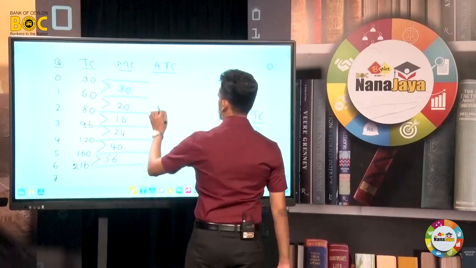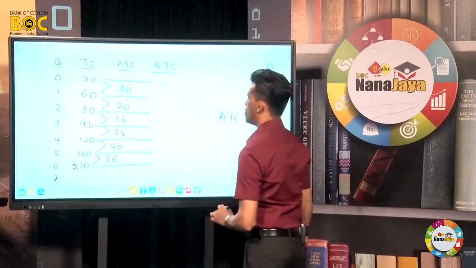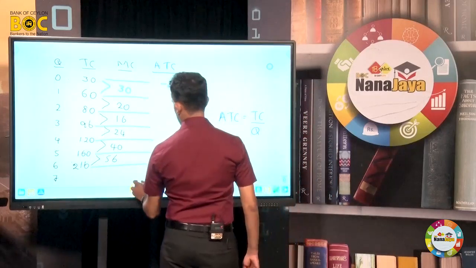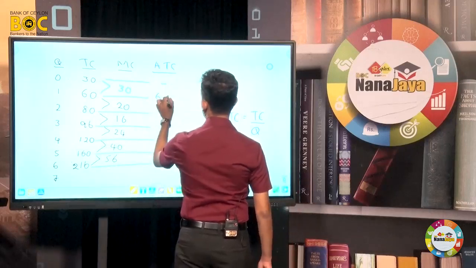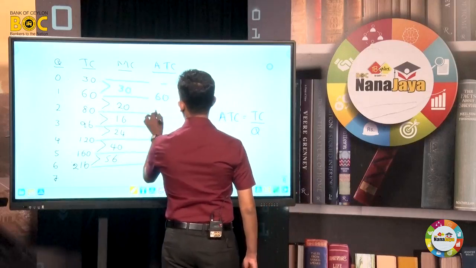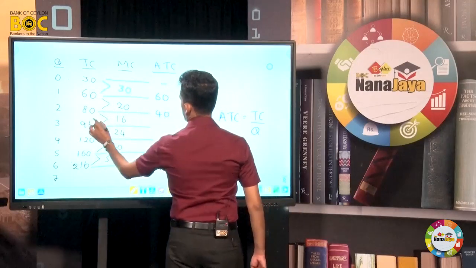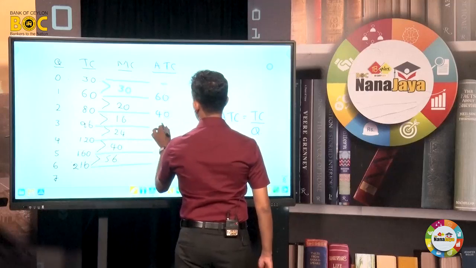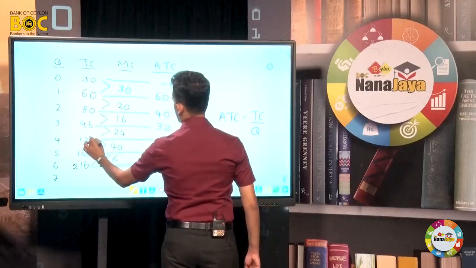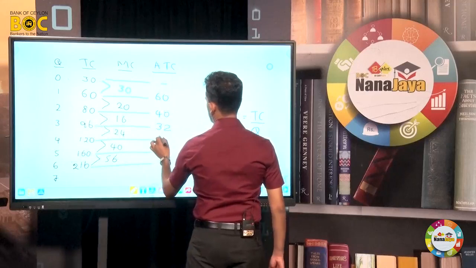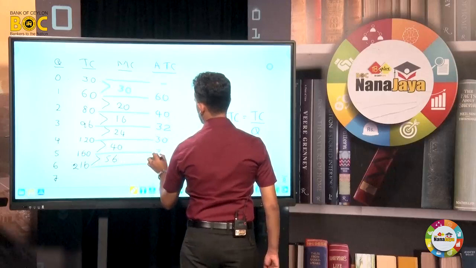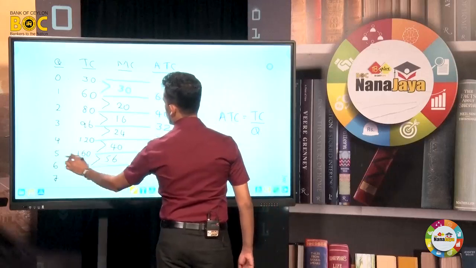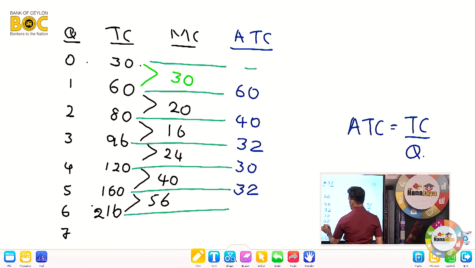Right? So we don't calculate average cost at 0 output. So 60 divided by 1 is 60. 80 divided by 2 is 40. 96 divided by 3 is 32. 120 divided by 4 is 30. 160 divided by 5 is 32. And 216 divided by 6 is 36.